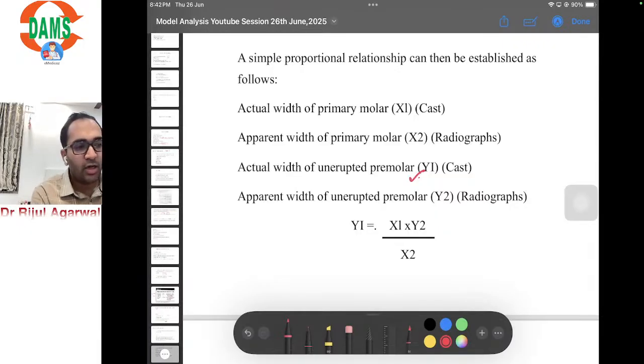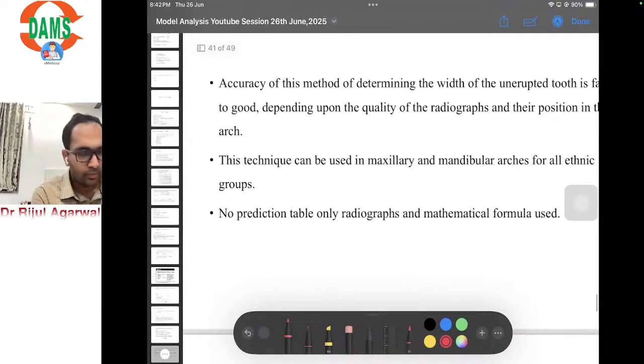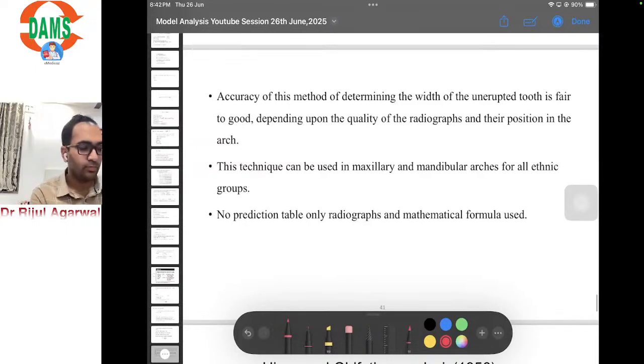Okay, again a PYQ. What is the advantage? Since there is no proportionality table, there is no question of its reliability, whether it can be used for a different population or not. It's just patient specific. You just need to take an accurate radiograph with proper patient positioning and no magnification error, and you can do it very easily.